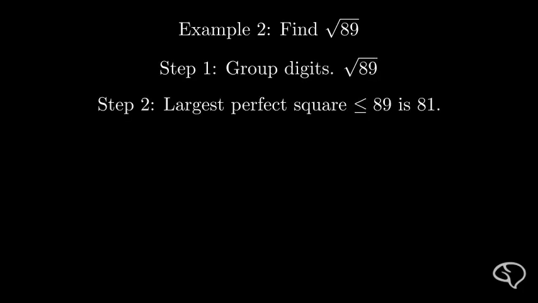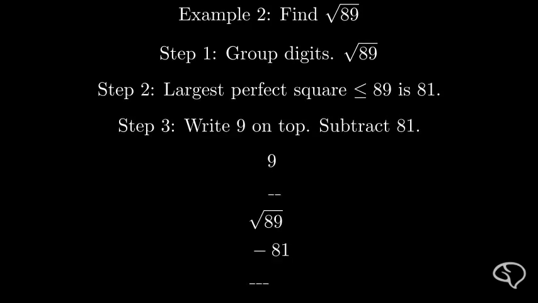Let's try another example to solidify our understanding. This time, let's find the square root of 89. First, we set up the problem. We group the digits into pairs. For 89, we have one pair. Next, we find the largest perfect square, less than or equal to 89. The perfect squares are 1, 4, 9, 16, 25, 36, 49, 64, 81, 100. The largest one, less than or equal to 89, is 81. We write the square root of 81, which is 9, on top. We write 81 below 89 and subtract. 89 minus 81 is 8.